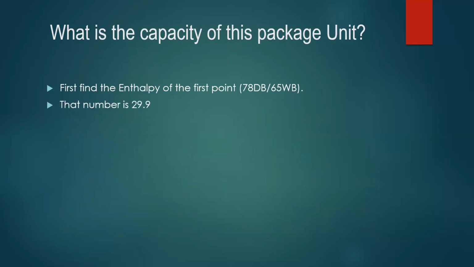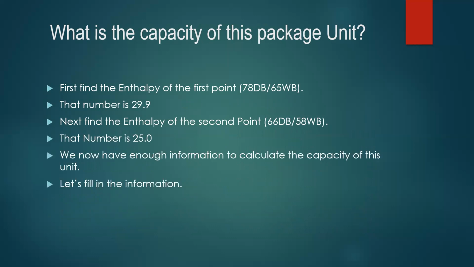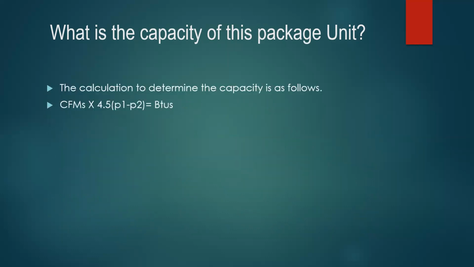You've seen it on that screen. Second, we find the enthalpy of the second point, which is 25. The difference between those two is 4.9. So we have to put it into the calculation. We know the CFMs are 6,300.